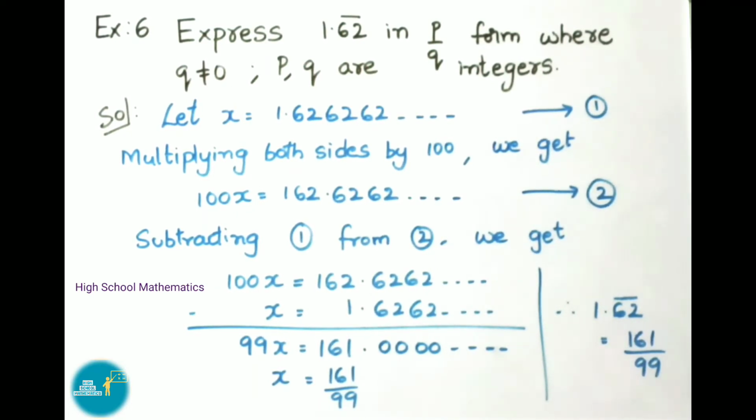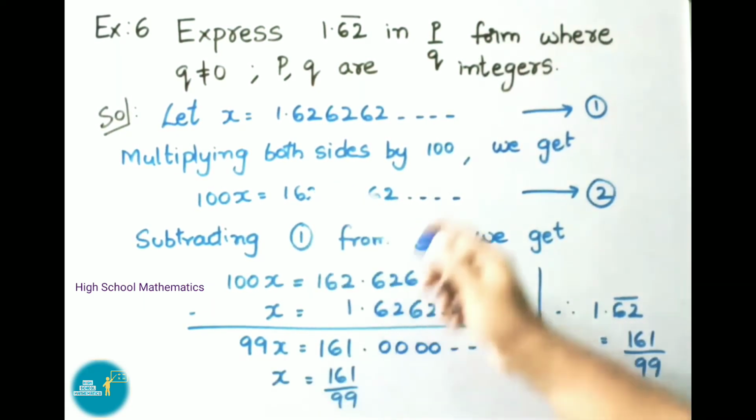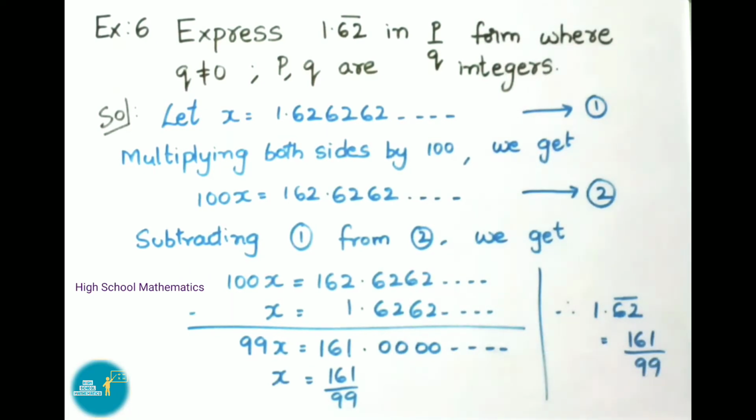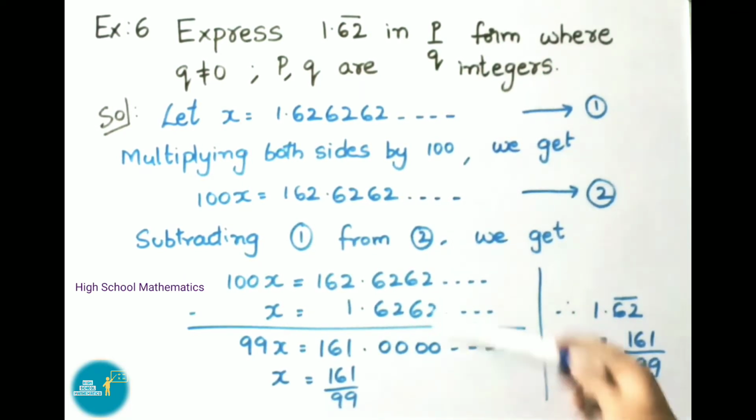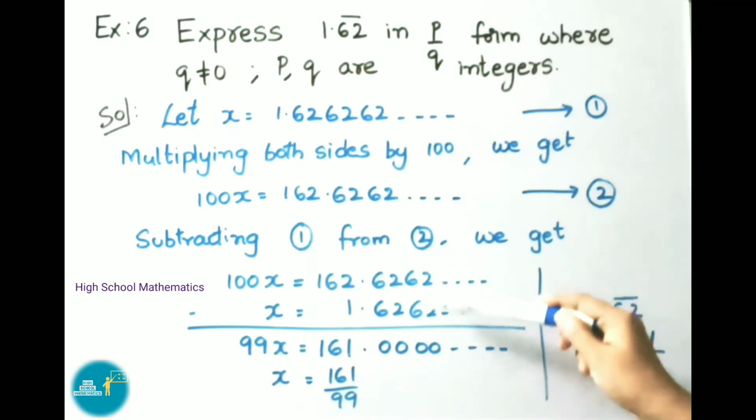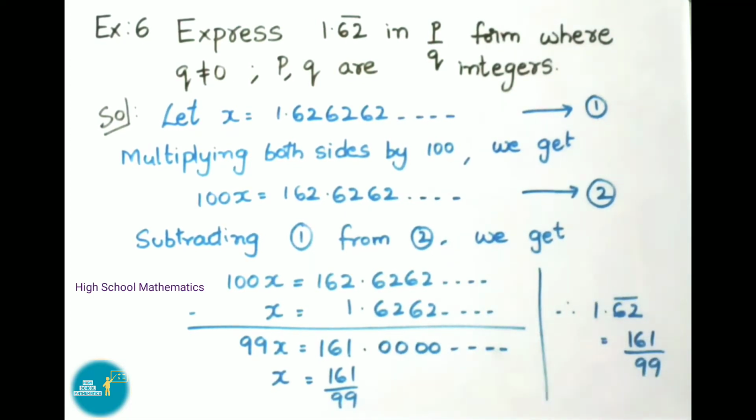Now we have to subtract equation 1 from equation 2. So we get 100x equal to 162.6262 and so on, minus x equal to 1.6262 and so on. So 100x minus x we get 99x, 162 minus 1 is 161. Next 6 minus 6 is 0, 2 minus 2 is 0, 6 minus 6 is 0, 2 minus 2 is 0 and so on. So we got x equals 161 by 99. Therefore 1.62 bar is 161 by 99.